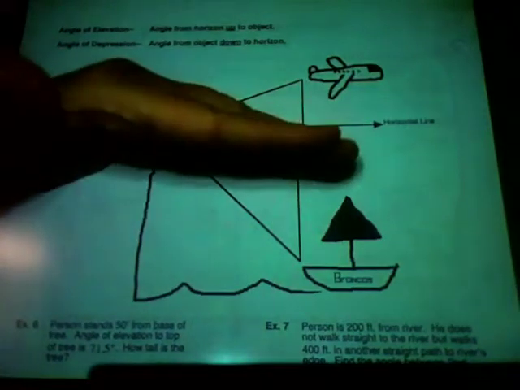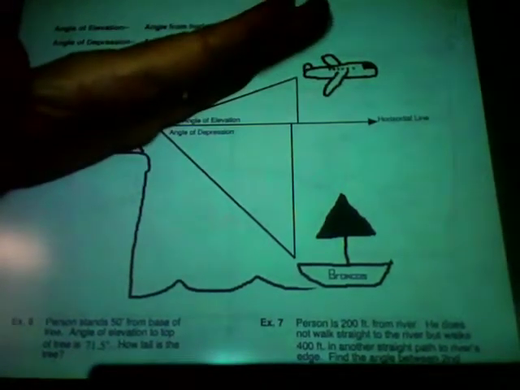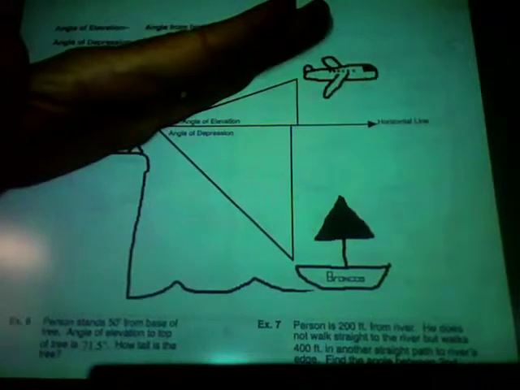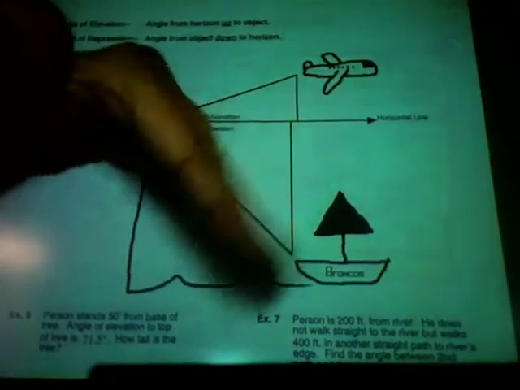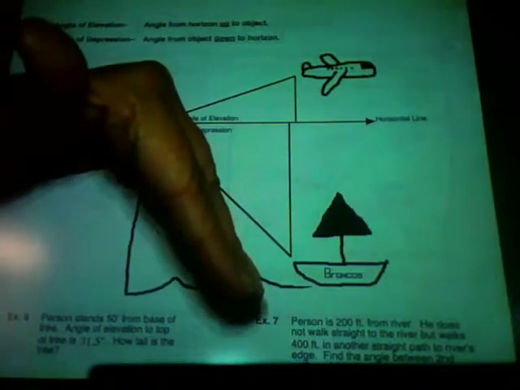If I'm going to look up at the airplane, isn't my sight elevated? So the angle of elevation is this angle right here. If I'm going to look down at the boat, my sight has gone down.